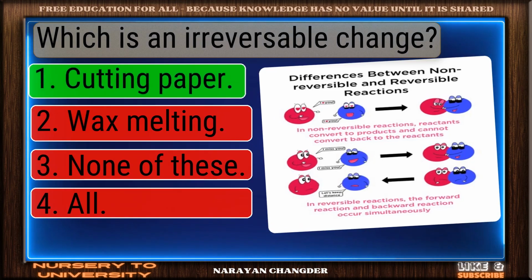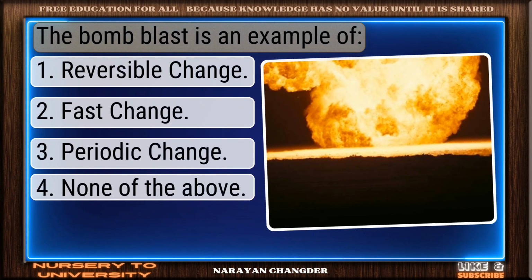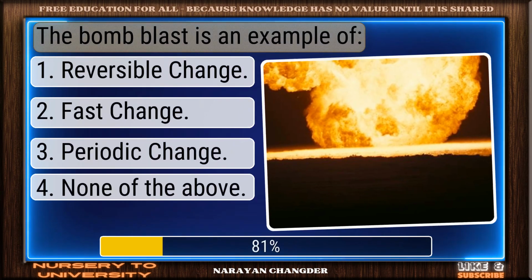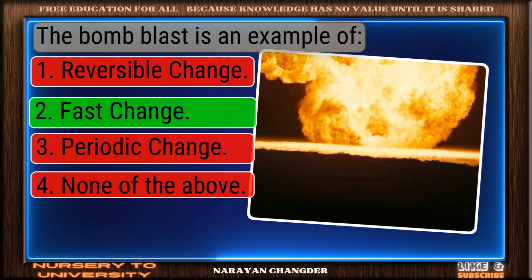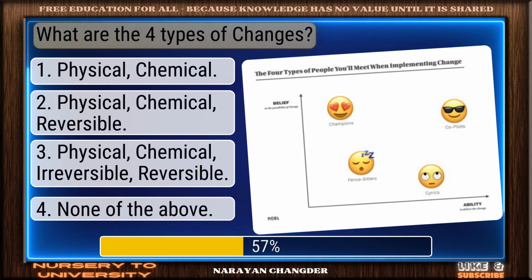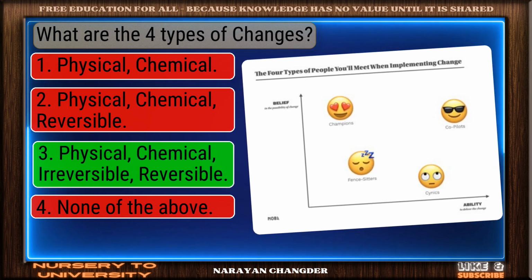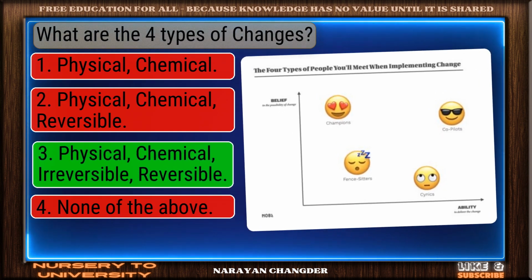Solid response. Cutting paper is a valid choice. The bomb blast is an example of. You're right. Fast change is the correct answer. What are the 4 types of changes? Strong choice. Physical, chemical, irreversible, reversible is the right answer.